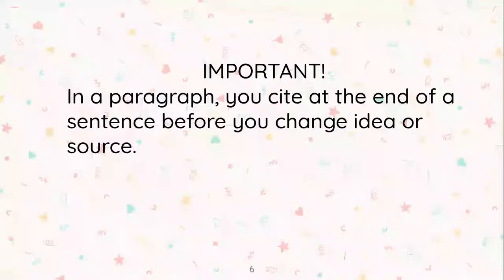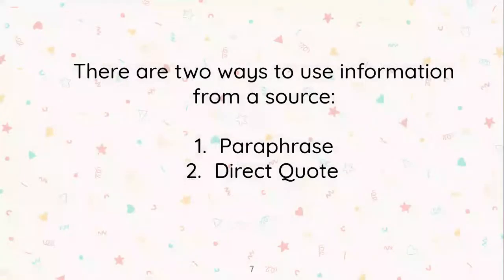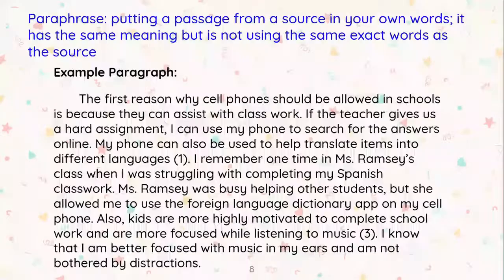It's important to remember that in a paragraph, you cite at the end of a sentence before you change idea or source. We will look at some examples. There are two ways to use information from a source. The first one is to paraphrase, and the second one is a direct quote.